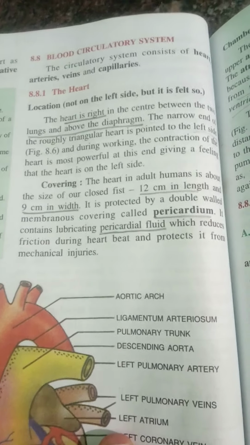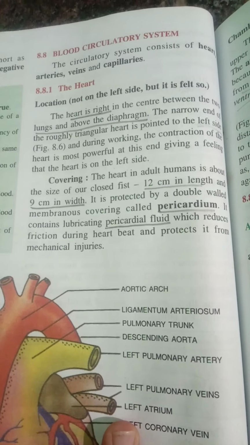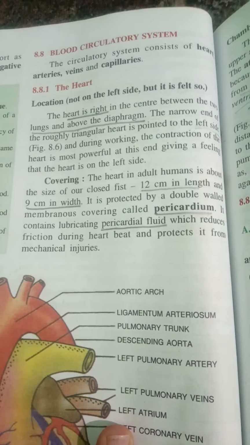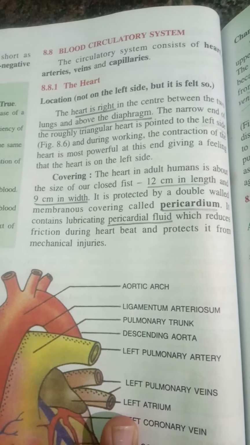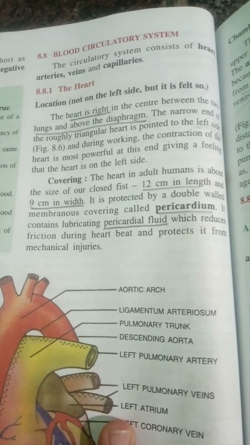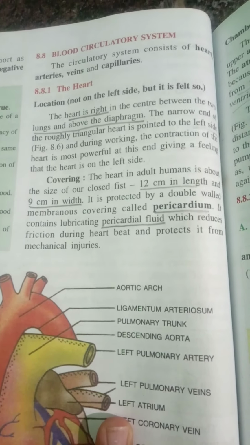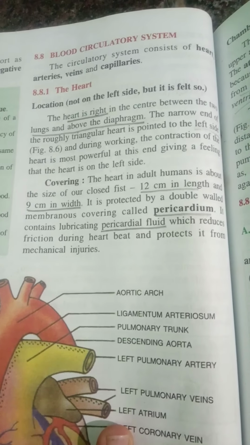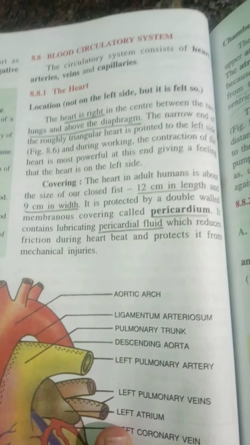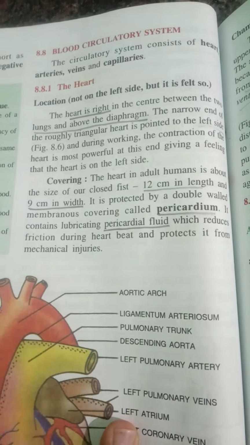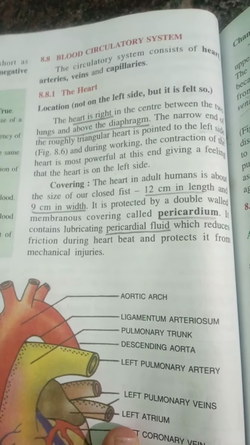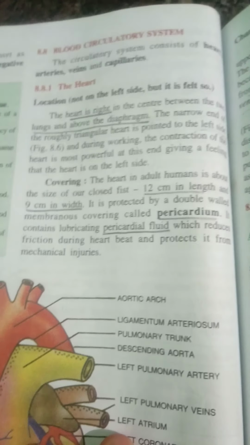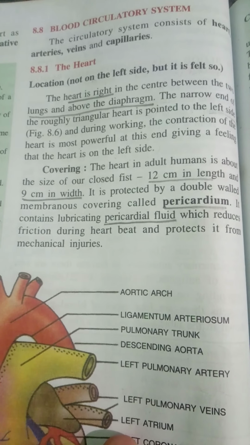First one is heart. The location of the heart: people have the common belief that the heart is located on the left side of the chest, but the heart in human beings is not on the left side of the chest. It is in the center between the two lungs and above the diaphragm.